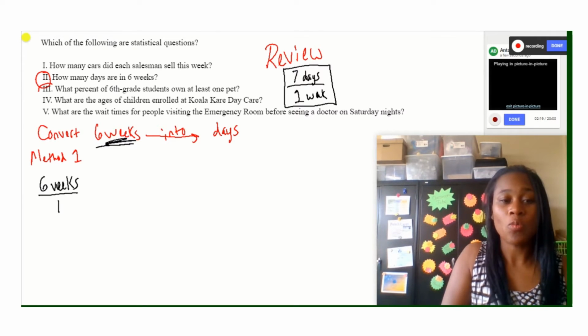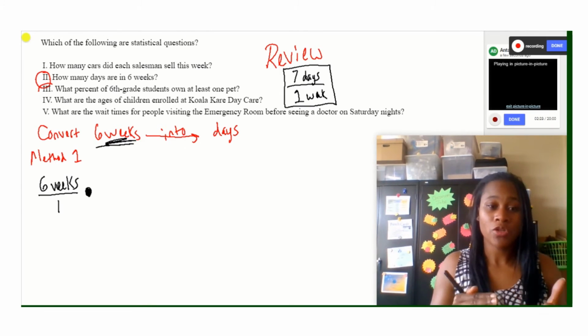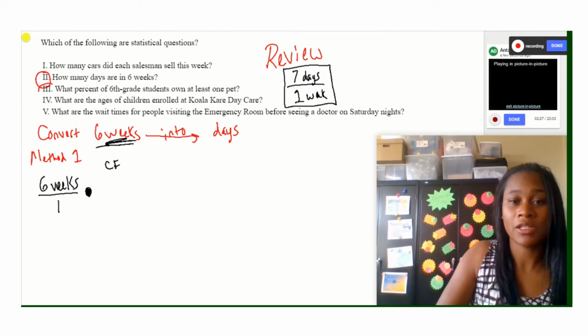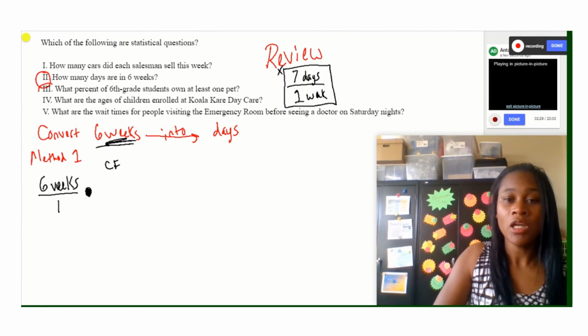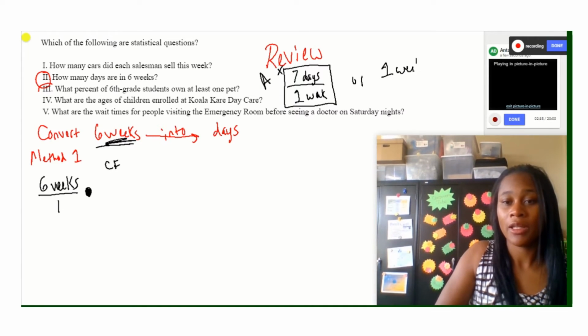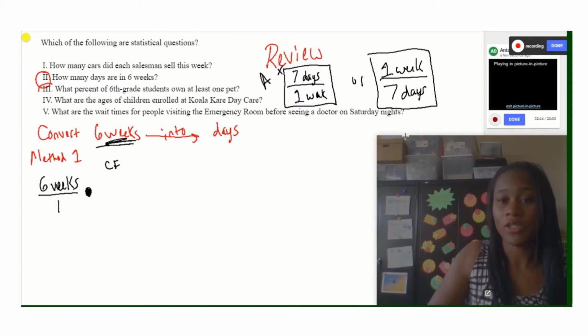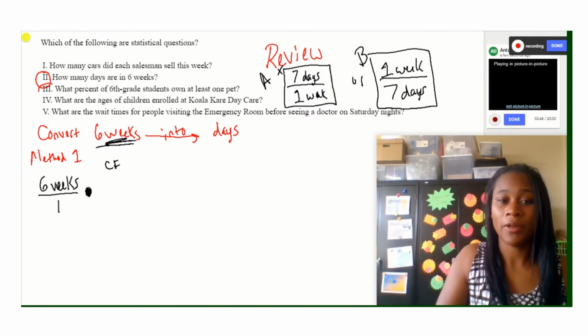And I'm going to multiply. Now, when you have multiplication, you want your units to cancel out. So I'm going to multiply by my conversion factor. And I'm going to use this as my conversion factor. So if this is my conversion factor, I'm going to say this is A. Or you could use 1 week over 7 days. Only one is going to get you the correct answer. How do you know which one to use? Which one do you think we should use? Option A or option B?